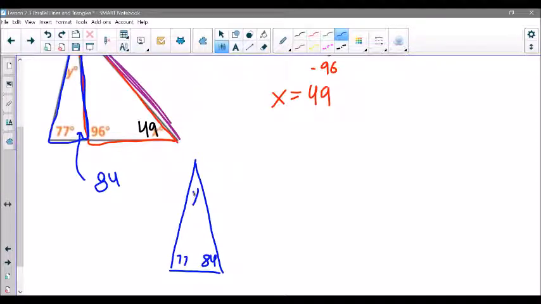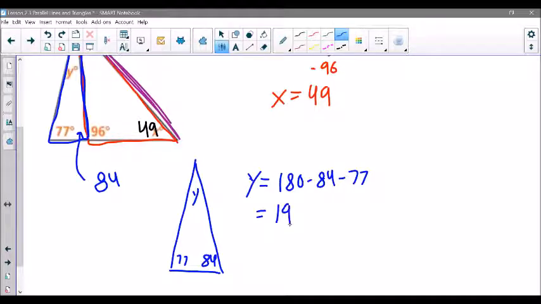So we could do that. So using that idea, y equals 180 minus 84 minus 77. And then whatever that ends up being, if anyone has a calculator, or if anyone is a human calculator, go ahead and do that. 19 degrees. We're going to get 19 degrees.